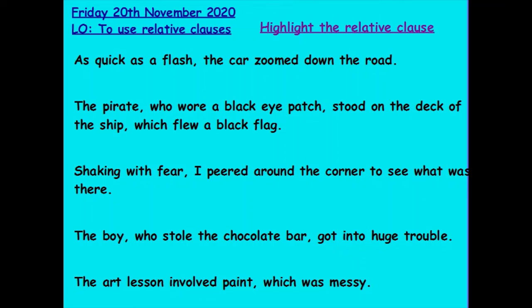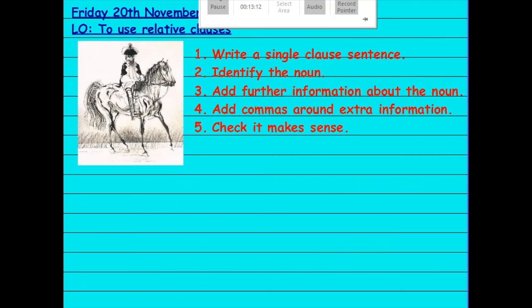So I will show you in this example here. The pirate, and then this is our relative clause, who wore a black eye patch. So it's giving us extra information and we have used the word who here to do that. So see if you can check where the relative clauses are in the rest of these sentences.